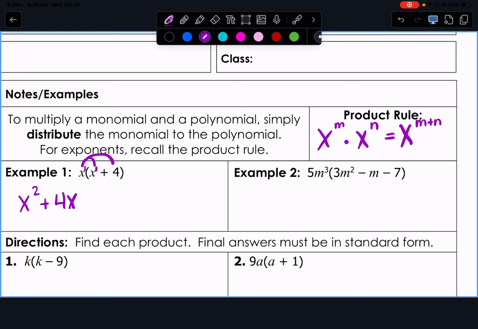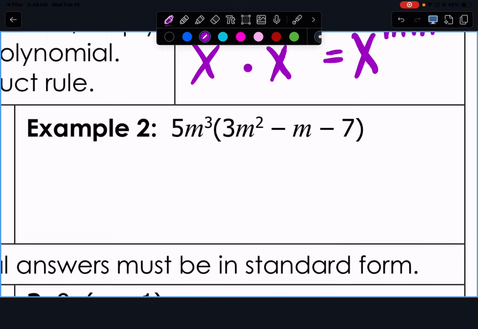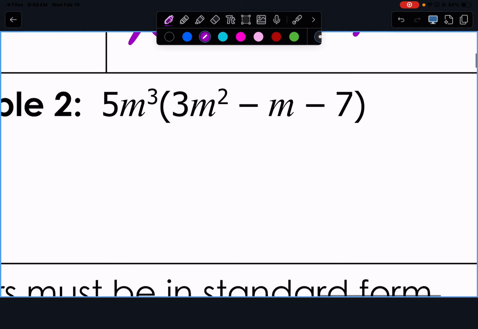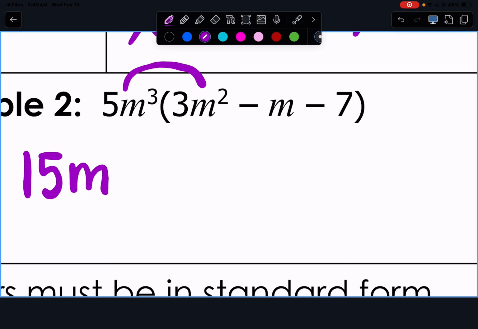All right. Now, we are going to look at example 2. Okay? Example 2 is a bit trickier. So as we look at this, we have to distribute first here. What is 5 times 3? 15. That's the first thing we have to worry about. Then I have m to the third and m squared. It's going to give me m to the what? 6. I have to add exponents though, Ramsey. M to the 5, because 3 plus 2 is 5.